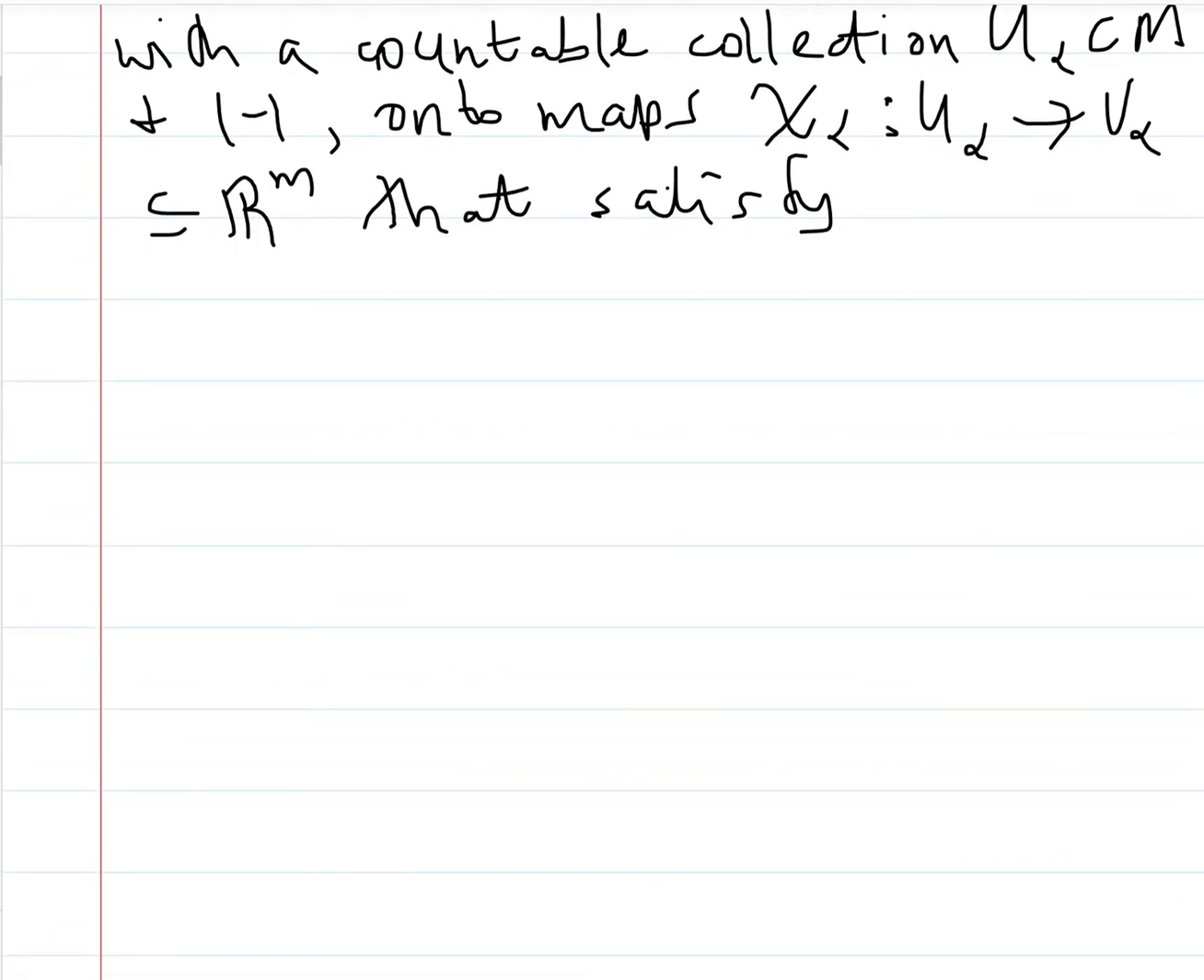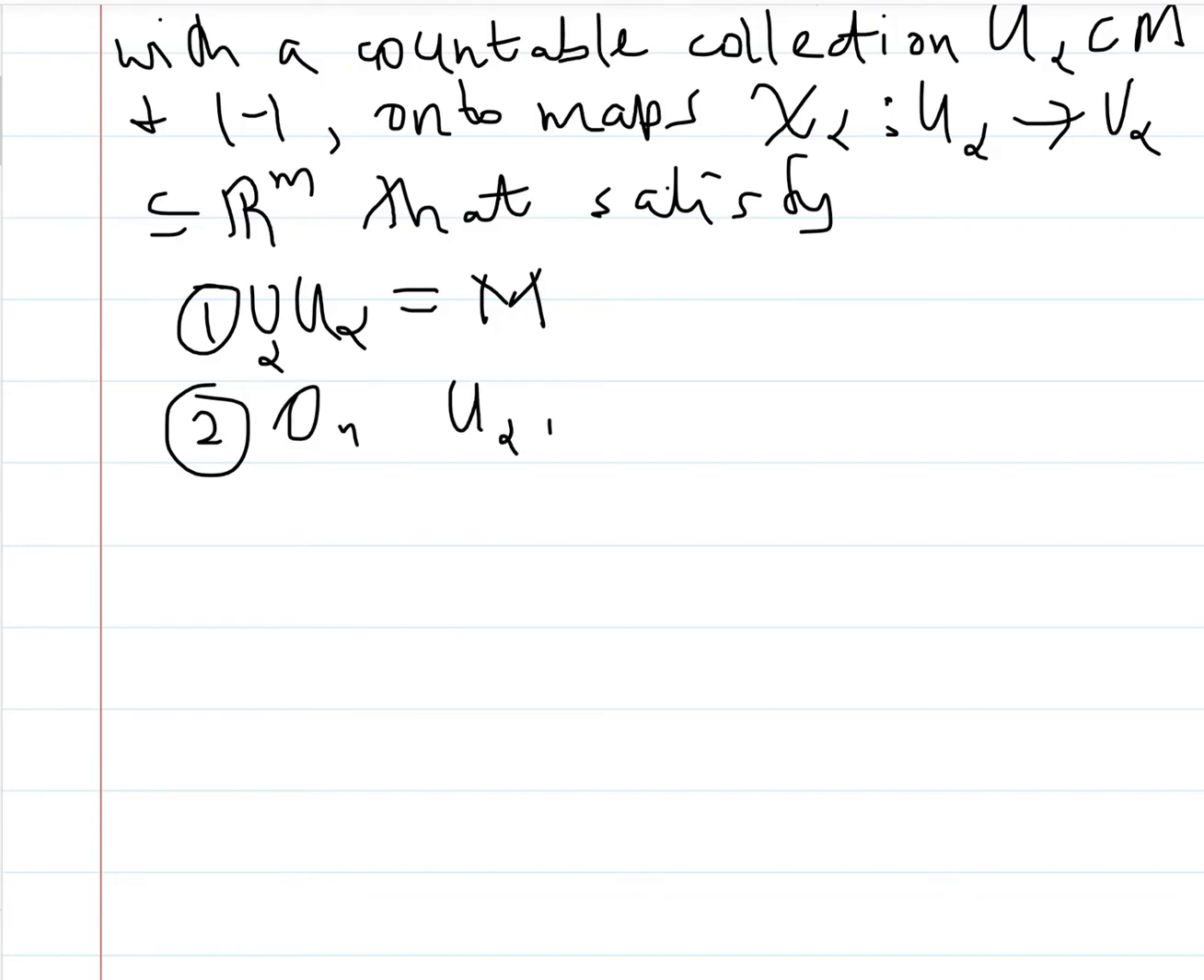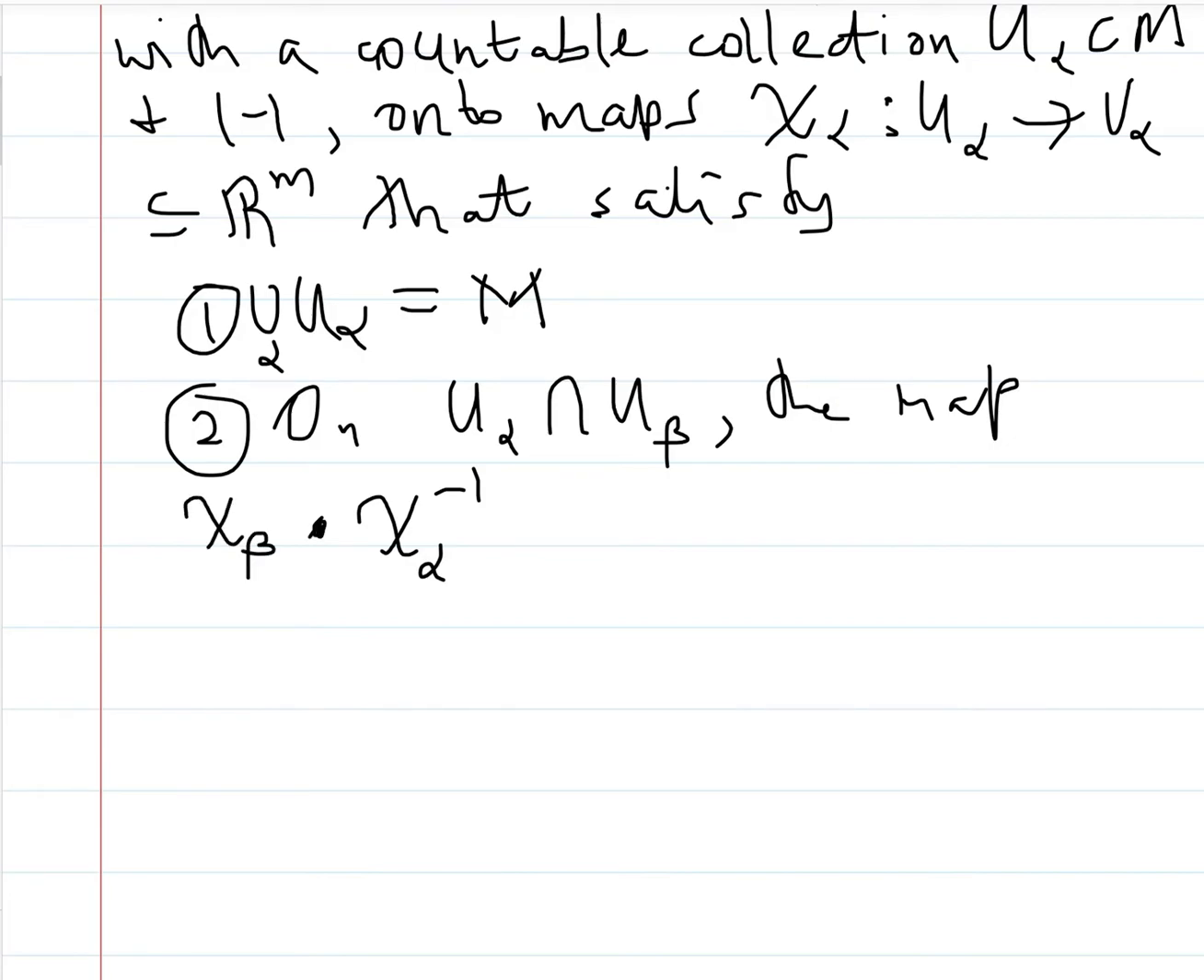Okay, one is that the U alphas cover the set M. So one, the union of all the U alphas over the alphas equals M. The second property is that on the intersection of U alpha and U beta, the map that works on the intersection is the inverse of chi alpha, remember, the inverse exists because chi alpha is one-to-one, composed with chi beta, and I'll give a little sketch of what is actually going on. This map is smooth in the usual sense.